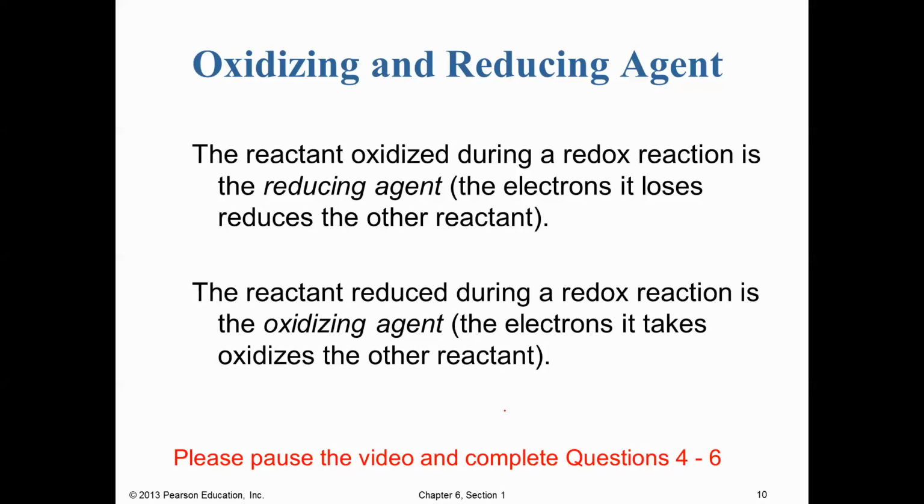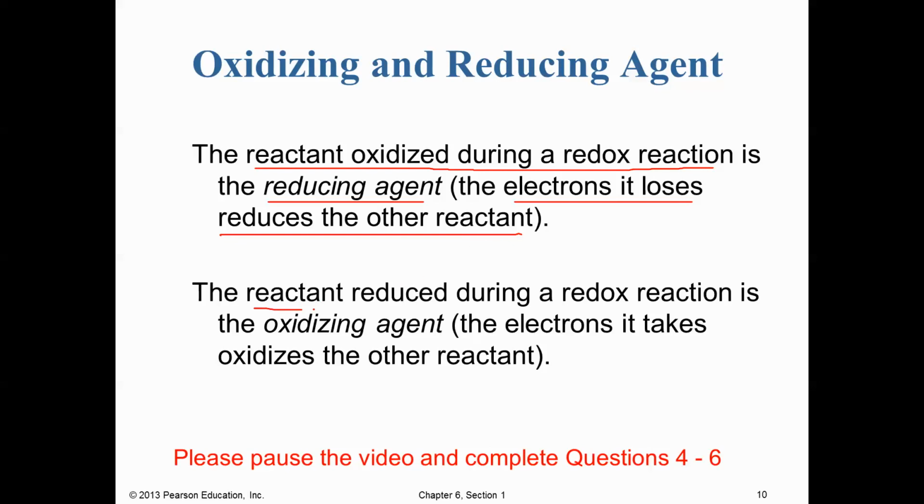So here's where things get kind of confusing. Redox is tricky stuff. And so we also have what's known as the oxidizing and reducing agent. And so our reactant that is oxidized during a reaction is referred to as the reducing agent. And you might be saying, well, why in the heck would that be the case? Well, the reason is if something's being oxidized, it's losing electrons, right? So when it loses those electrons, they're going to be used to reduce the other chemical. So again, the reducing agent is oxidized and gives its electrons away to another chemical to reduce that other chemical.